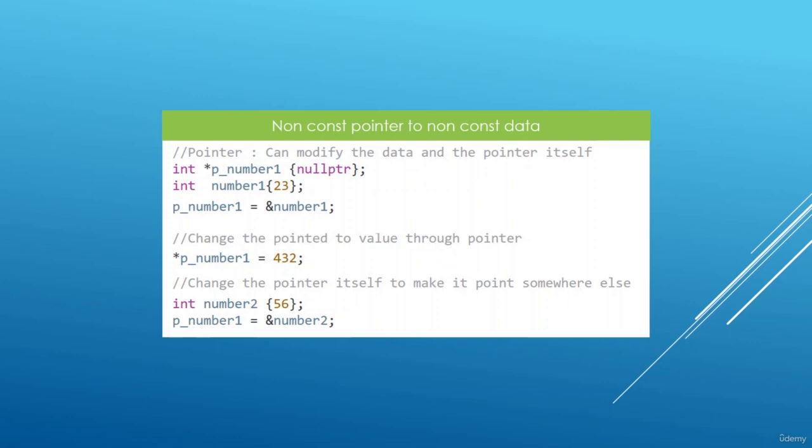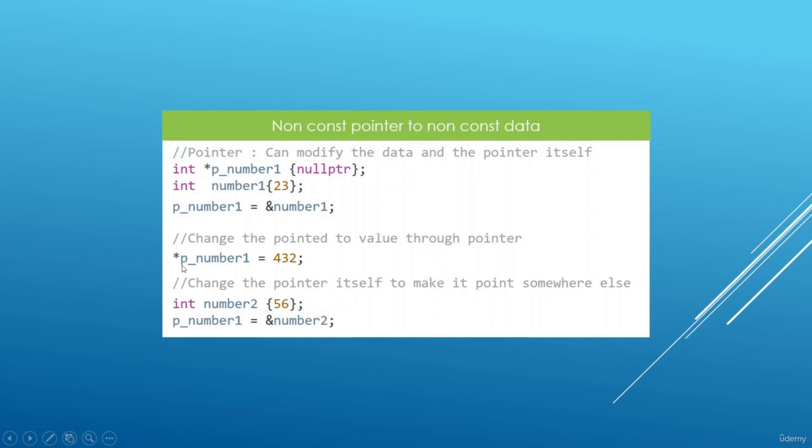Now, we can set up a pointer to point to an integer variable. Here we have p number 1, which is an int pointer, and this pointer is a non-const pointer to non-const data. So the pointer itself is not const, and it is not pointing to something const. We initialize it with null pointer, and we're going to make it point to number 1 in this statement here. And we can do those two things we can do with pointers. We can go through it and modify the data pointed to.